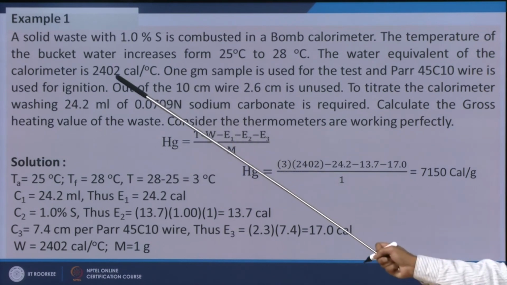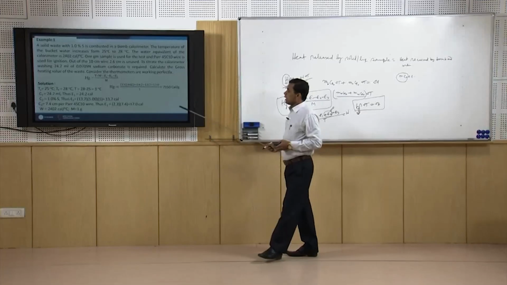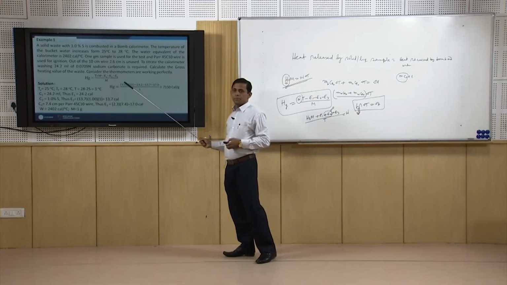So, now we will put the values of E1, E2, E3. W is given 2402 calorie per degree centigrade, T is equal to 28 minus 25, that is equal to 3. So, 3 into 2402 minus 24.2 minus 13.7 minus 17 divided by M, M is equal to 1 gram. So, we put it here and we are getting 7150 calorie per gram. So, this is the high heating value of the material.